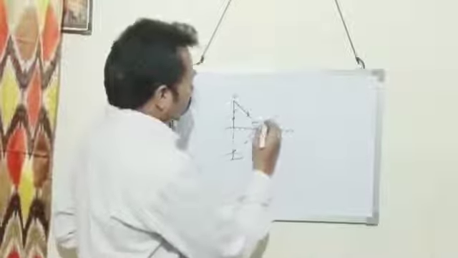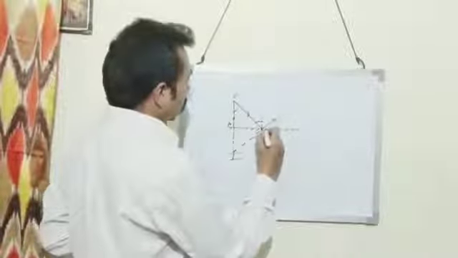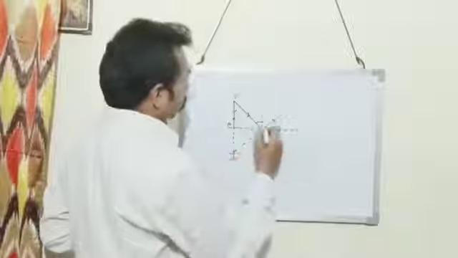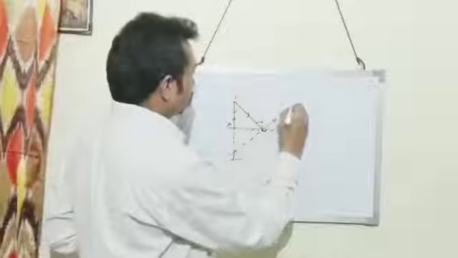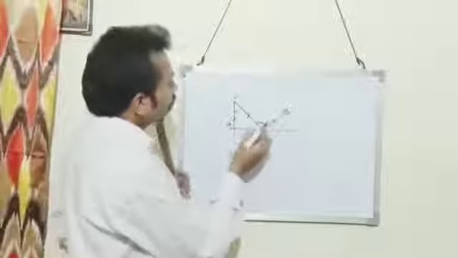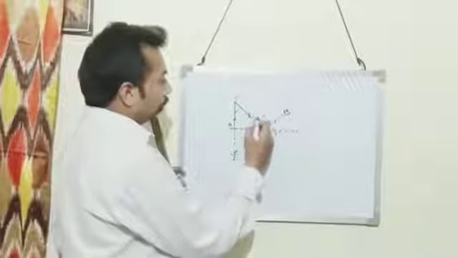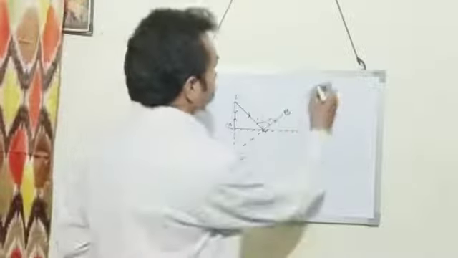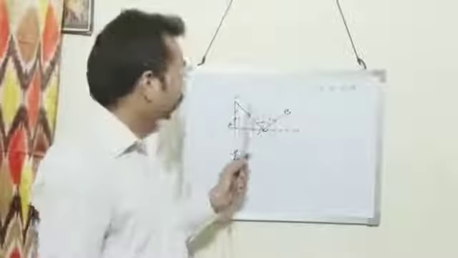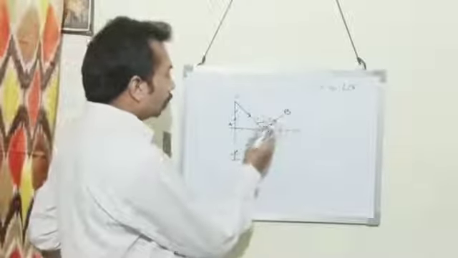So this angle between the incident ray and the normal, I will give some name, O A N. And here I give the name A B. Any name can be given. This angle between the incident ray and the normal is called the angle of incidence. The angle between the reflected ray and the normal is called the angle of reflection. The angle of incidence is equal to the angle of reflection. This is the law of reflection of light.